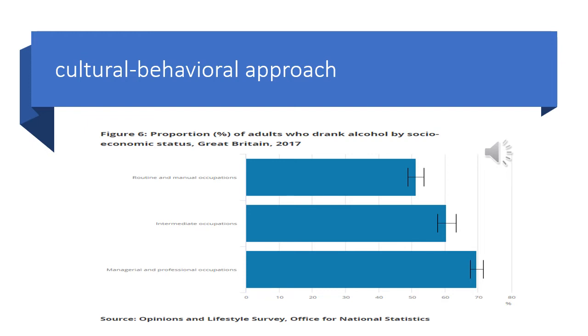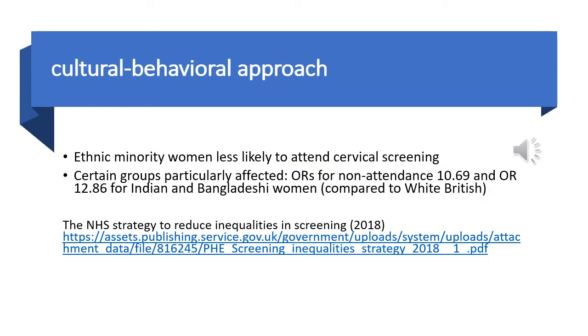So again, you can see the variation in alcohol consumption across the social classes as seen in the graph here. Another example of the cultural behavioral approach is that women from ethnic minorities are less likely to attend cervical screening programs. For example, in the UK, it has been found that certain groups, for example, Indian and Bangladeshi women, are less likely to attend cervical cancer screening due to some cultural beliefs related to their religion, related to their faith, which led to screening inequalities, and strategies have been implemented in the UK in order to tackle this problem.